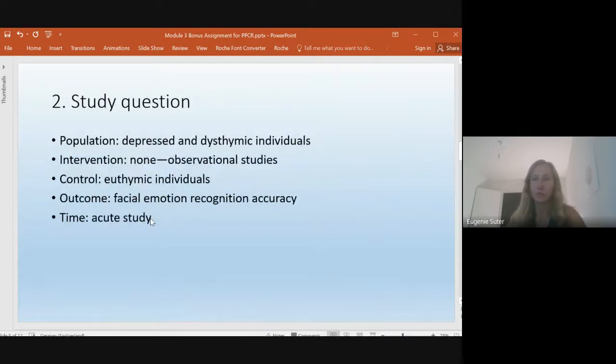What was the study question? I used the PICO format to answer this. For the population, we were looking at depressed and dysthymic individuals in these studies. The intervention, there was none. These were observational studies. The control group were euthymic individuals, and the outcome they were looking at was the accuracy in facial emotional recognition achieved by these subjects. For timing, this was an acute study.